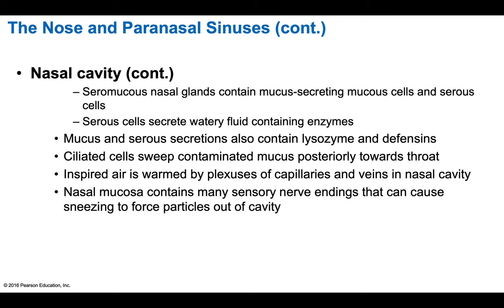The ciliated cells of the respiratory mucosa create a gentle current that moves the sheet of contaminated mucus posteriorly towards the throat, where it's swallowed and digested. The nasal mucosa is richly supplied with sensory nerve endings, and contact with irritating particles such as dust, pollen, or any other irritant triggers a sneeze reflex. The sneeze forces air outwards in a violent burst. It's a crude but effective way to expel irritants.